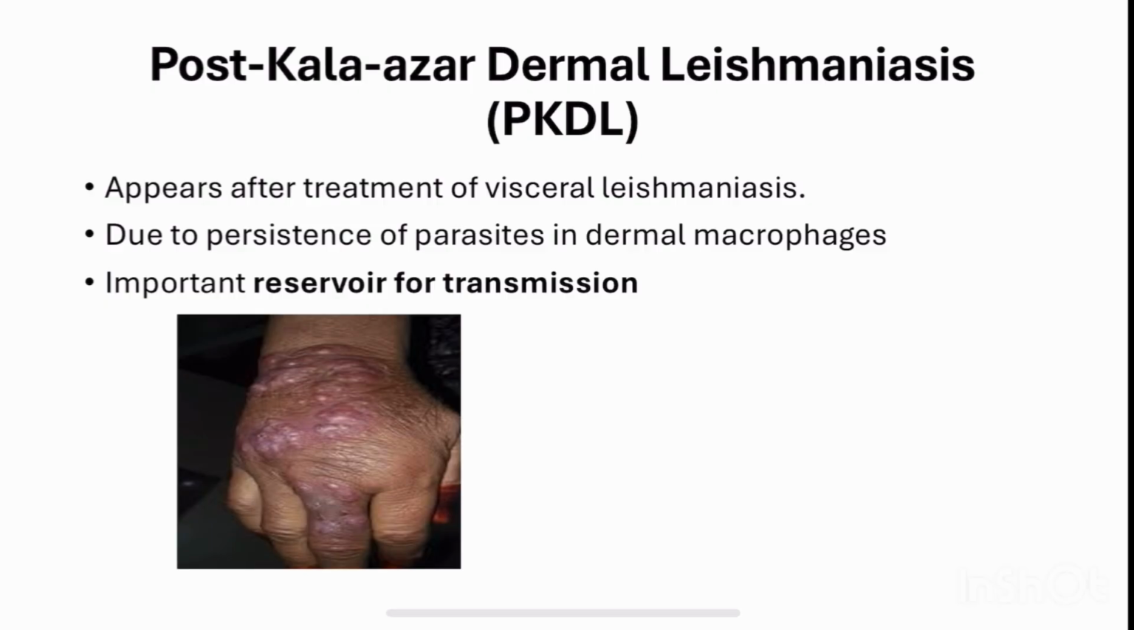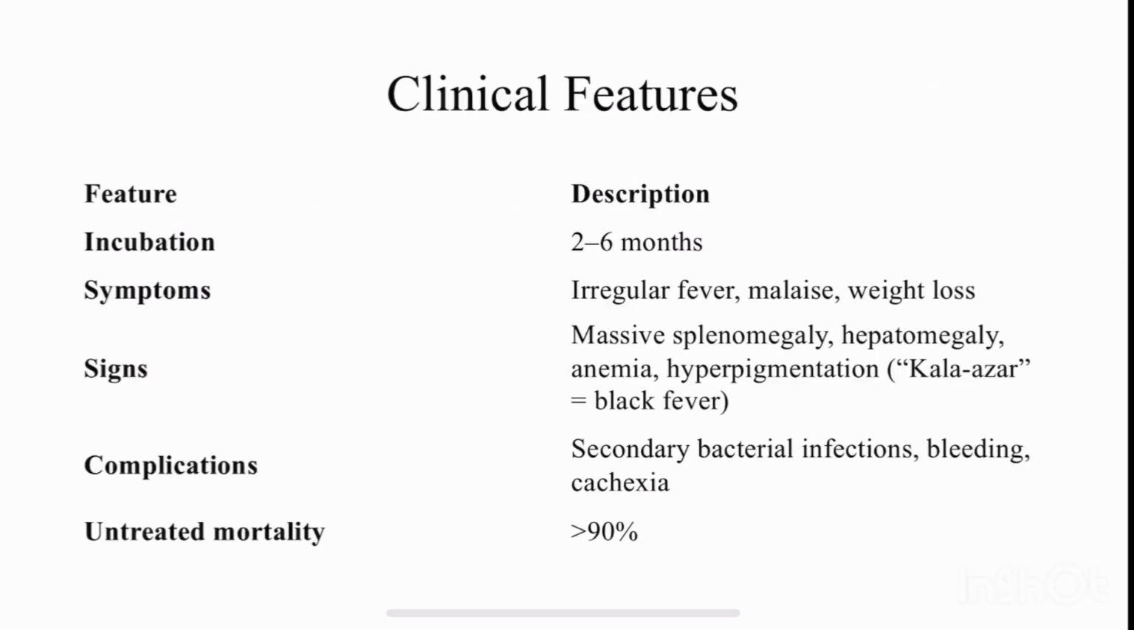Okay, so this is a reaction that occurs because of, as we discussed, T helper cell 1 involvement, that is a delayed type of hypersensitivity. It appears after the treatment of visceral leishmaniasis due to the persistence of parasite in the dermal macrophages. It's an important reservoir for transmission, because the amastigote form exists in the macrophage, and whenever they rupture, they will again cause the disease.